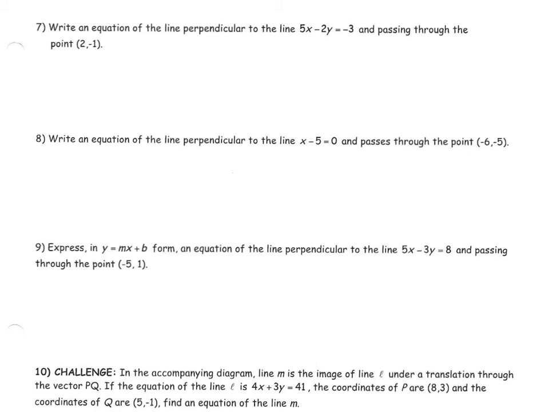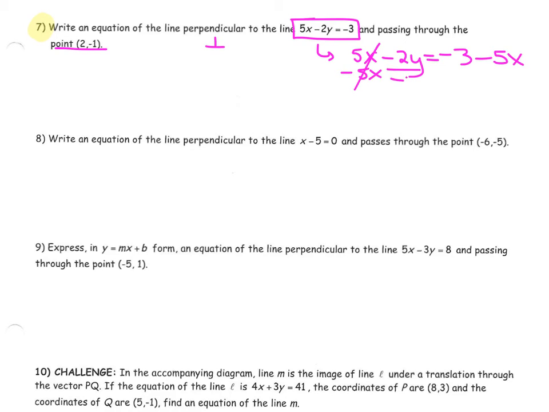Okay, and then just the last few that I'm going to do with you. Question 7. All right, so I have, let's see, write the equation of the line perpendicular to this line and passes through this point. So first thing, I need to figure out what the slope is. So we have 5x minus 2y equals -3. We want to get y by itself. I'm going to figure out what that slope is and divide everything by -2. So I have y equals 5 over 2x plus 3 over 2.